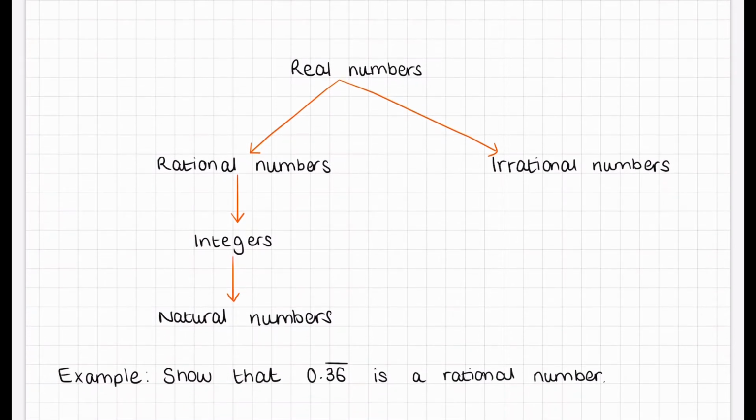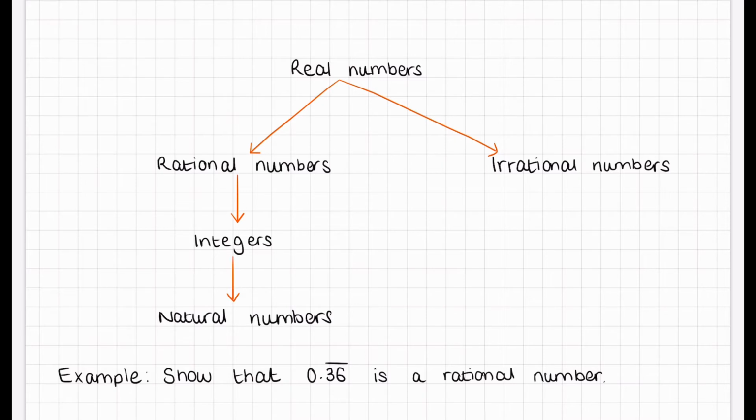So if we've got real numbers at the top, from real numbers we can split into rational and irrational. So obviously, rational numbers are numbers that can be written as a fraction. Irrational numbers are numbers that cannot be written as a fraction. Irrational numbers are basically decimal numbers that go on forever and are not recurring. Rational numbers is everything else. Then with rational numbers, we can split it into integers and then our natural numbers.